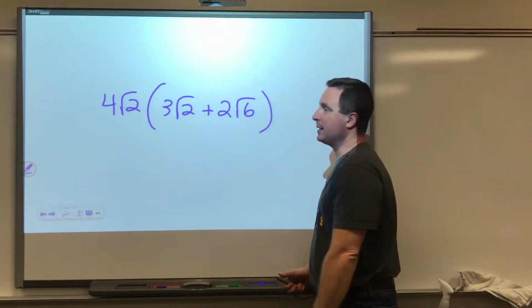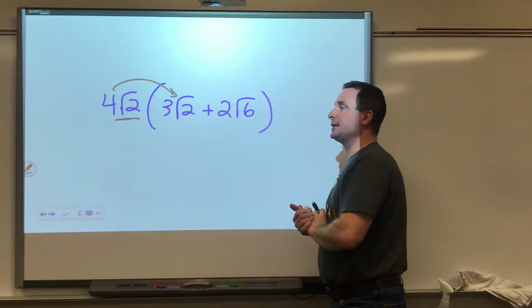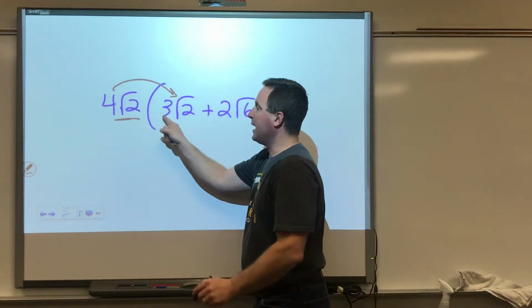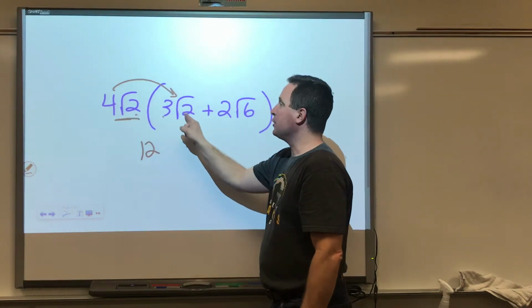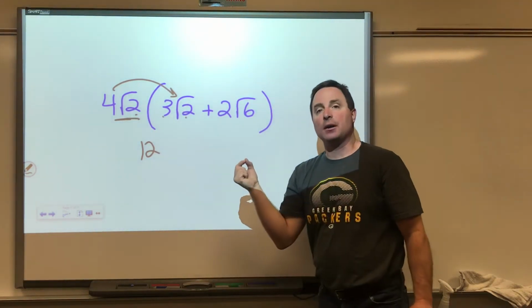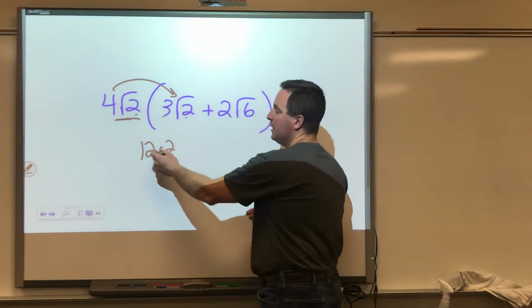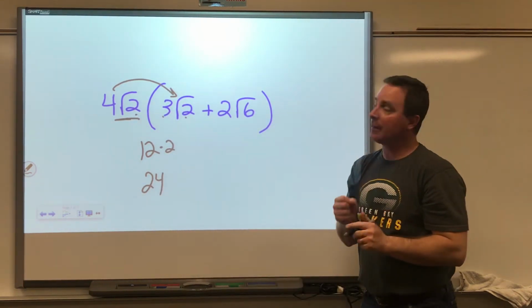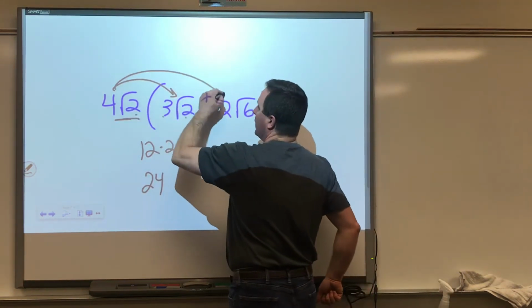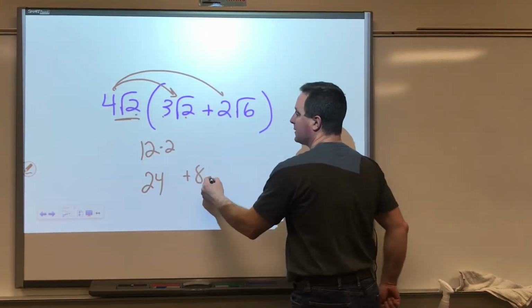Okay, now I mentioned this a few minutes ago. If I distribute, if I take this number and multiply it to the first ones, 4 times 3 is 12 with the big numbers. The square root of 2 times the square root of 2, hey, it's the same number. The square root of 2 times the square root of 2 turns into a big 2. And 12 times 2 is 24. And the radical goes away on that one. Okay? Then I go to the last part. 4 times 2 is 8. 2 times 6 is 12.